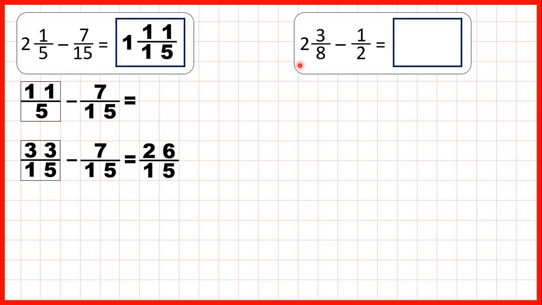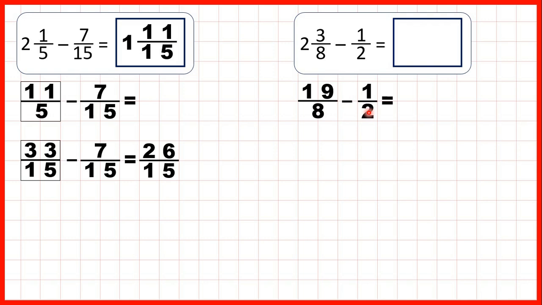Now we have 2 3/8 minus 1/2. Again, we can turn this mixed number into an improper fraction. 2 times 8 is 16, plus 3 is 19, so that's 19/8 as an improper fraction. And we're subtracting 1/2. But again, to subtract fractions, we need the denominators to be the same.